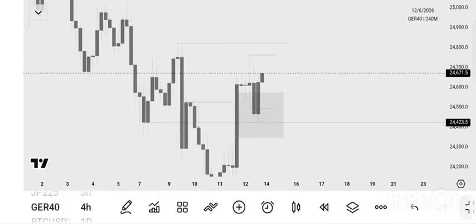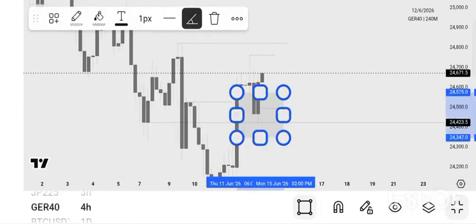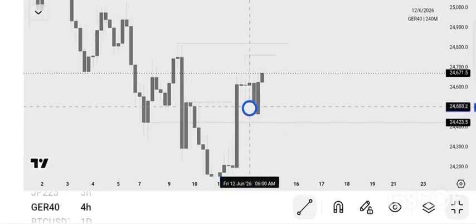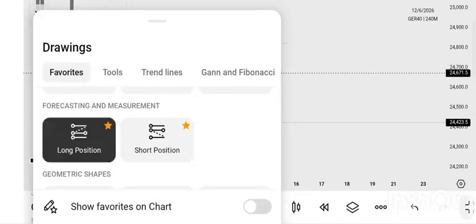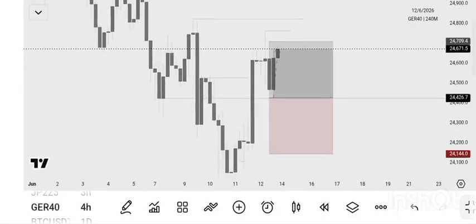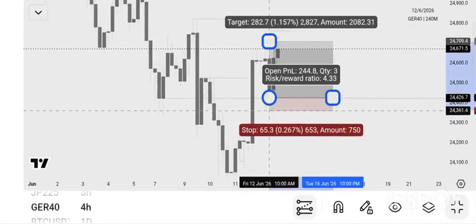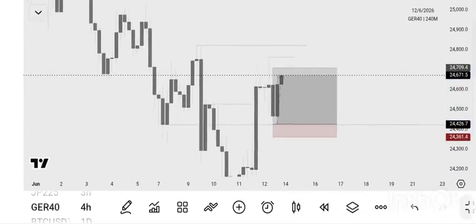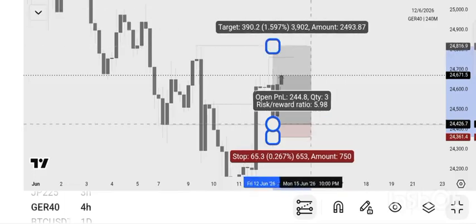That was where price came after price took liquidity, rebalanced the old imbalance, then price tapped into a key level, and this is where we are buying this trade from. I was actually bullish on this pair that Friday. Then stop loss can be below this low, and then take profit will be like this. It's like a 1 to 5.